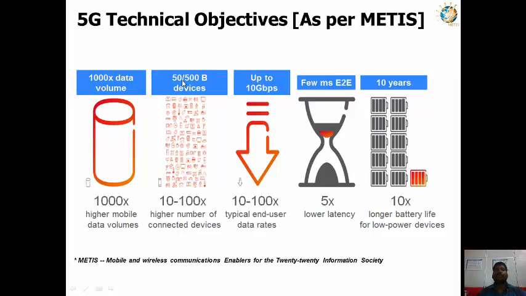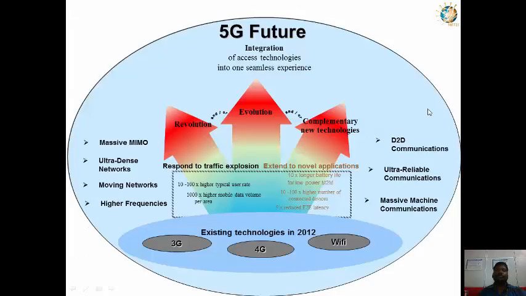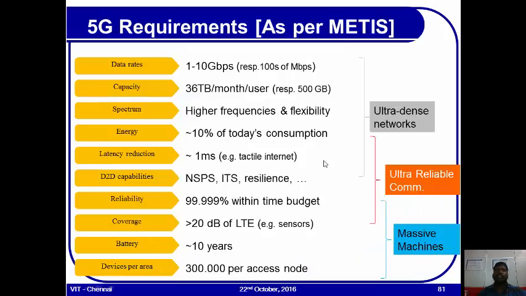The number of devices could be in the order of 50 to 500 billion. The data rate support is up to 10 gigabits per second. The latency is going to be end-to-end with a minimum of a millisecond. The battery life could be 10 times longer longevity. The future 5G could be the integration of the existing 3G, 4G and Wi-Fi. So we'll have an evolution complementary to each other.